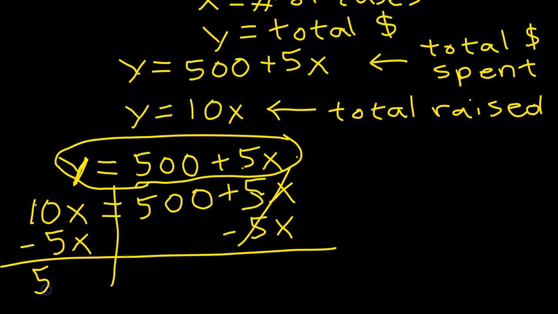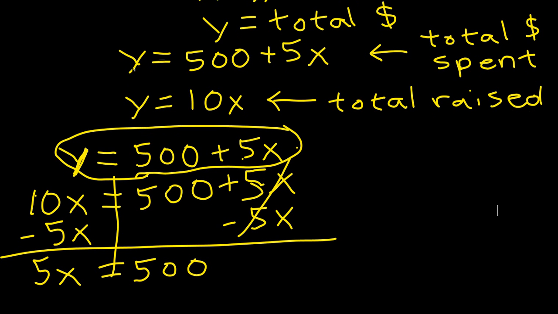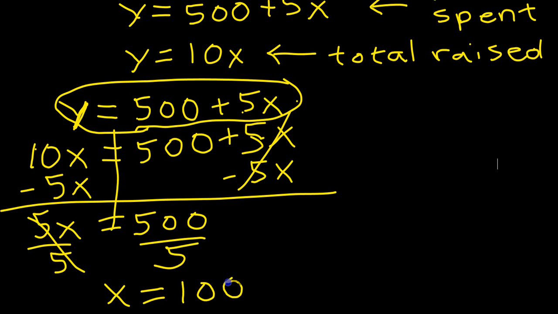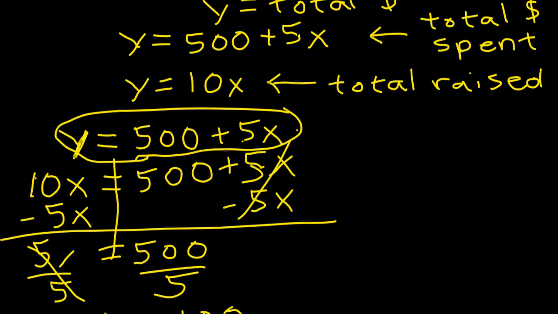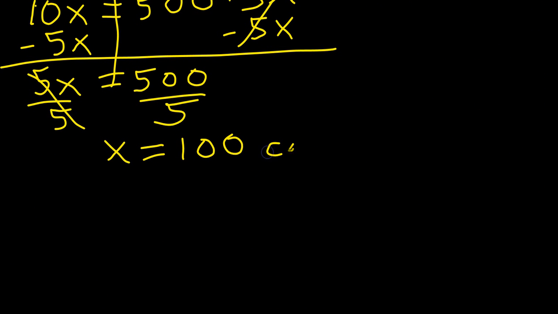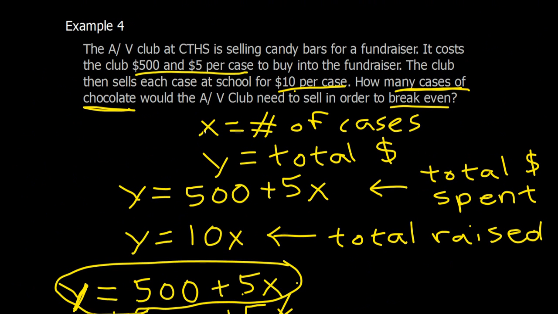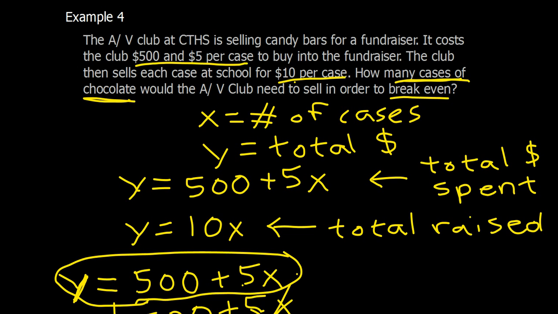Alright, so now all I need to do is solve for x. And when I do that, I end with 5x equals 500. And I have one more step. In order to get that x by itself, I need to divide. And when I do that, I end up with x equals 100. In this case, we had said x is the number of cases of chocolate, so 100 cases of chocolate. So we figured out that in order for this club to break even, they would have to sell 100 cases.